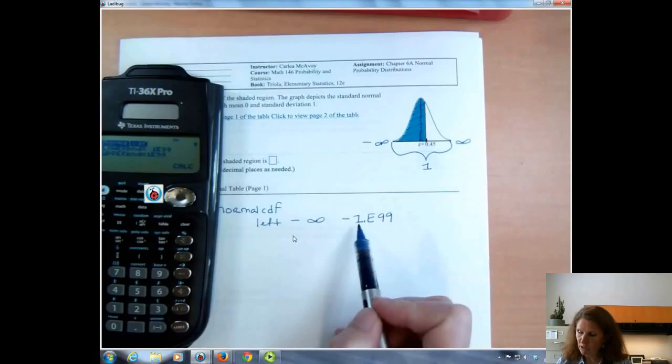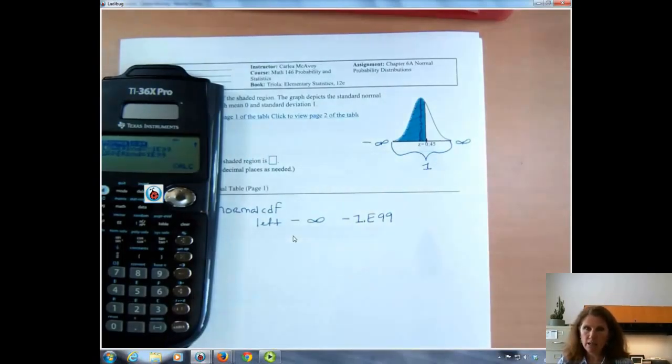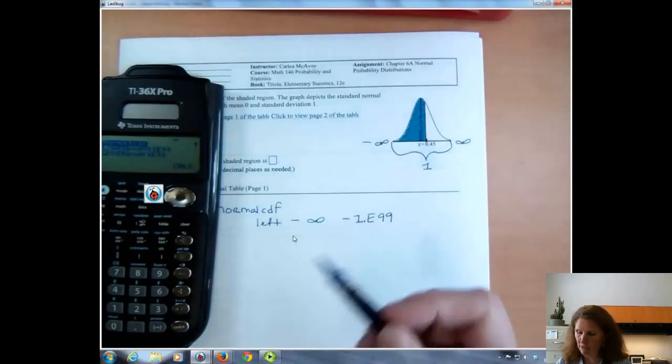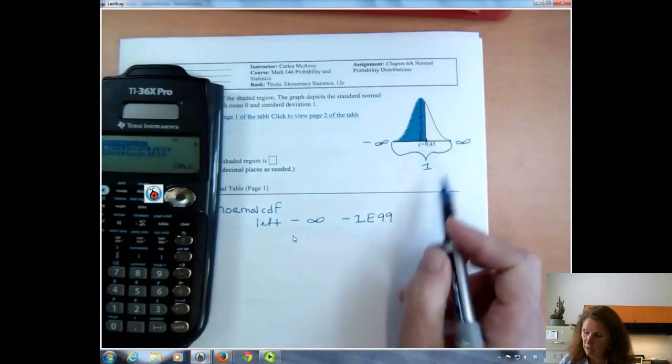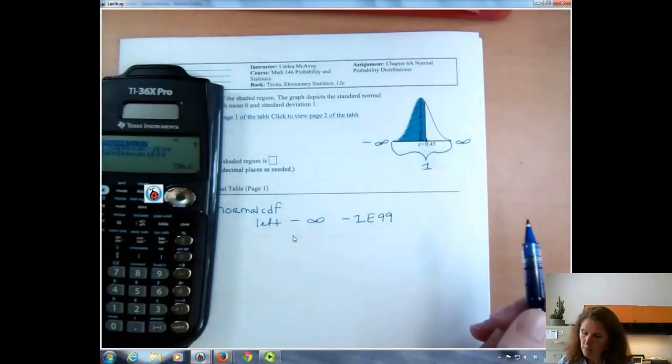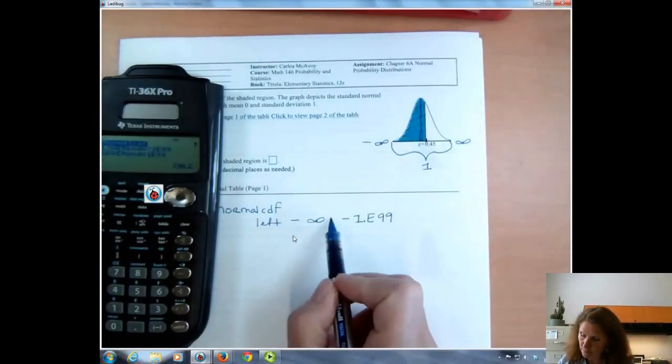And 99 places to the left means 98 zeros and a 1. It's pretty close to negative infinity. They just do that because it's so close to the same, it doesn't matter. And if it was going to the right, we would do 1e to the 99. But anyway, ours is to the left.